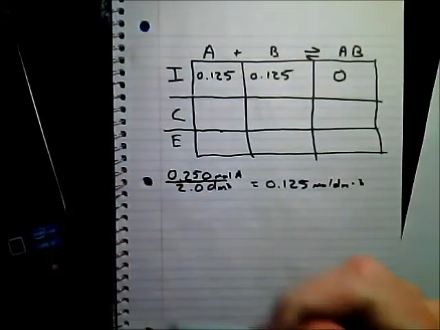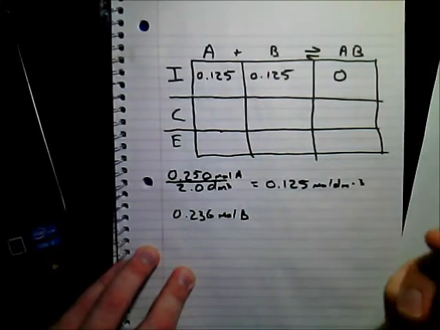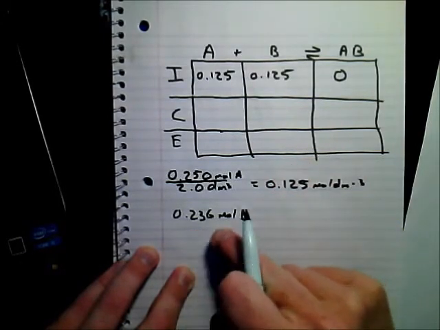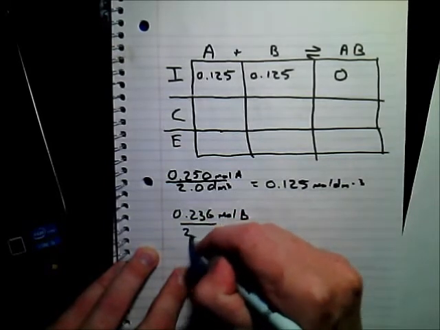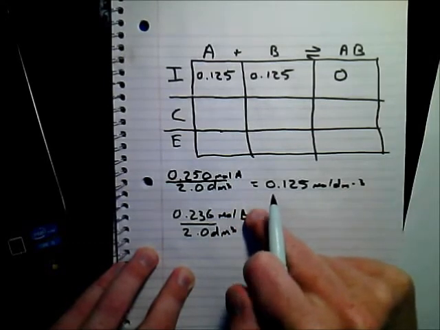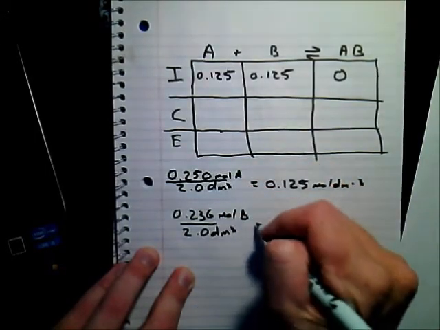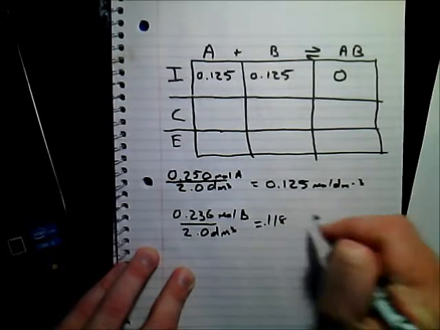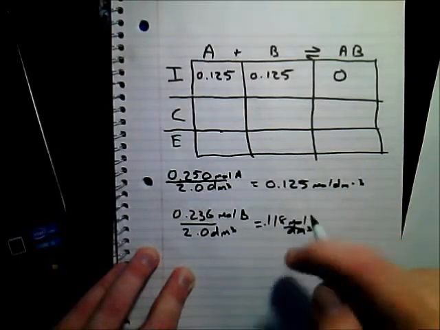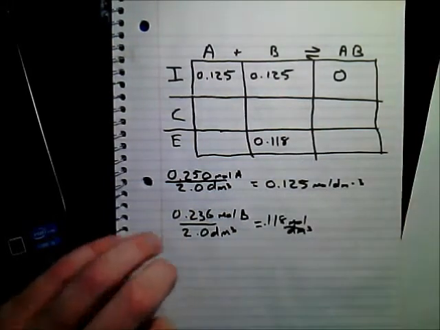Now we face the same problem in that, again, we have to put concentrations into our ice tables, not moles. Still is the same reaction vessel and everything. Everything's going on in the same little reaction vessel. So I'm going to go ahead and change that moles of B from the problem into a concentration by dividing by 2. So 0.236 divided by 2 is 0.118. That says mole per cubic decimeter, so that's my concentration of B. So I'm going to put my concentration of B right here. Okay.